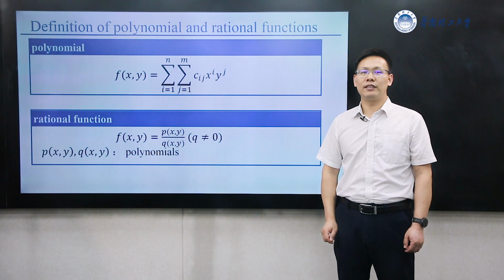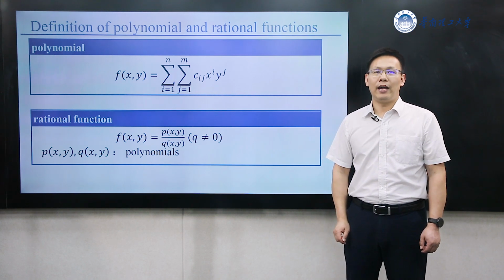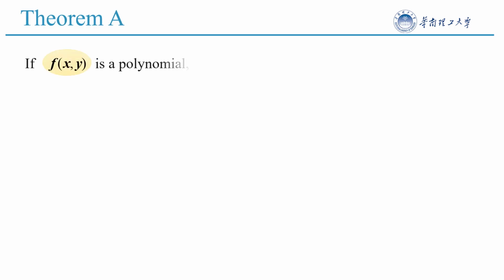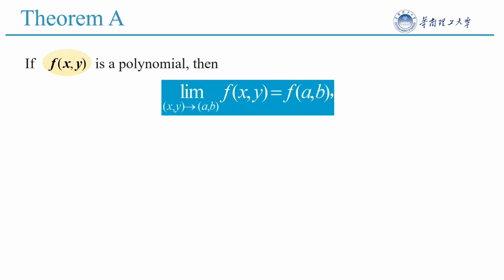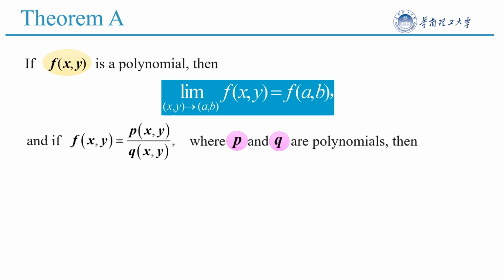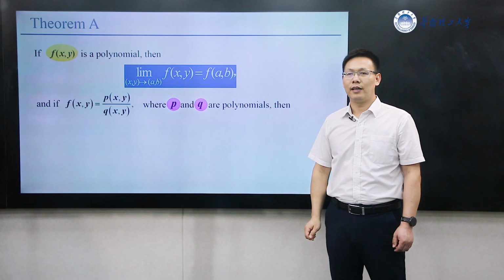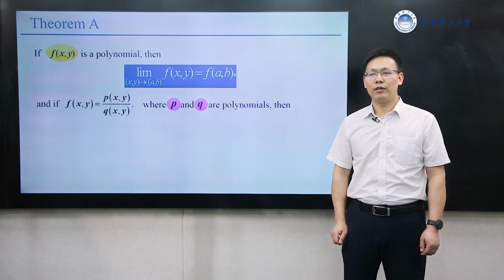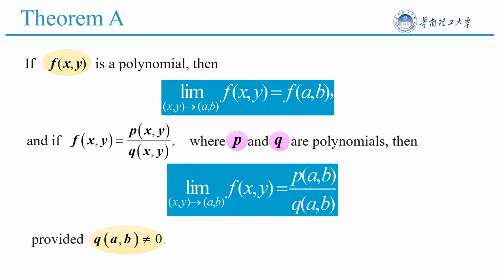We have the following theorem. If f(x,y) is a polynomial, then the following expression holds: f(x,y) converges to f(a,b) as (x,y) approaches (A,B). And if f(x,y) is a rational function, then we have the limits as follows.